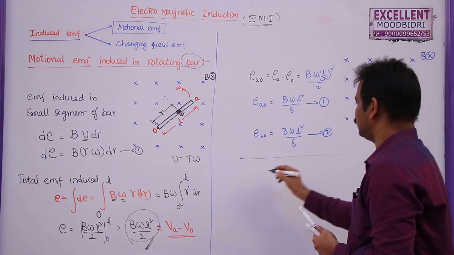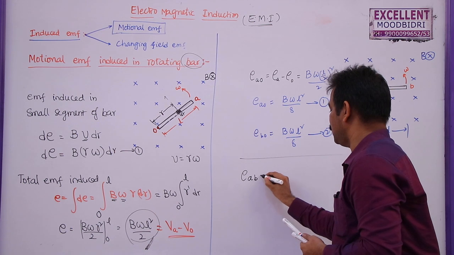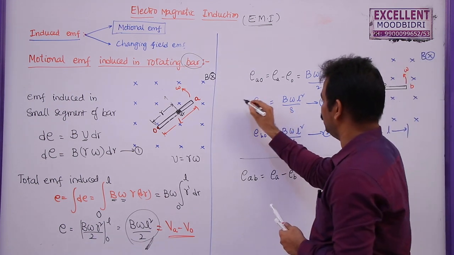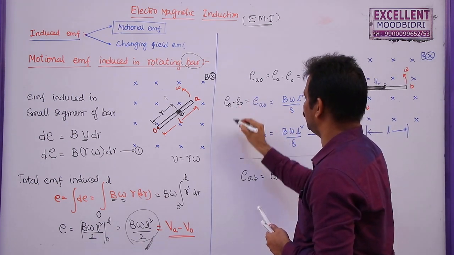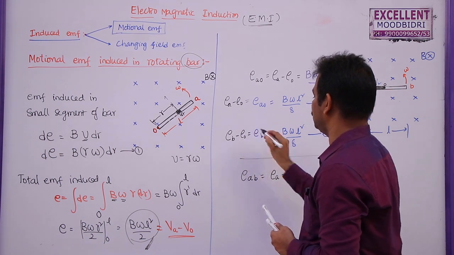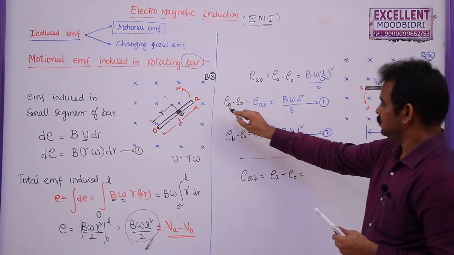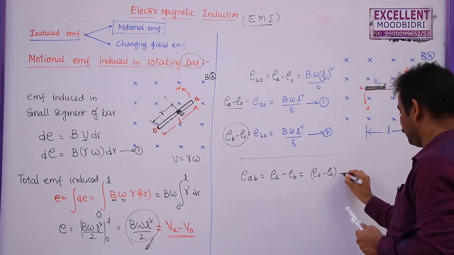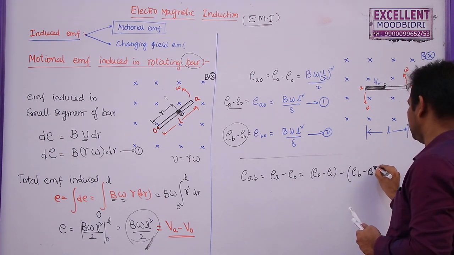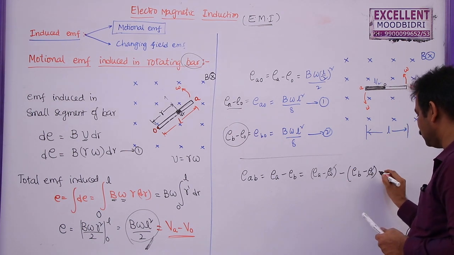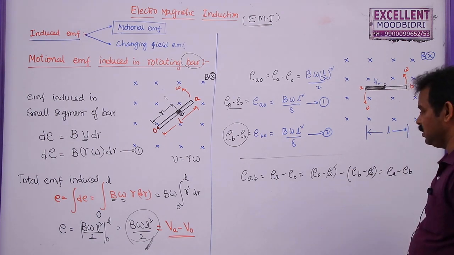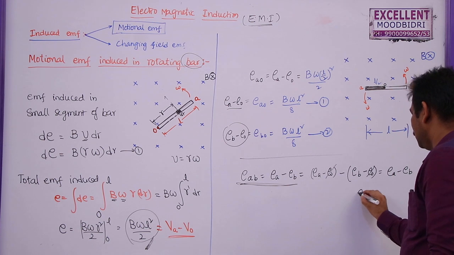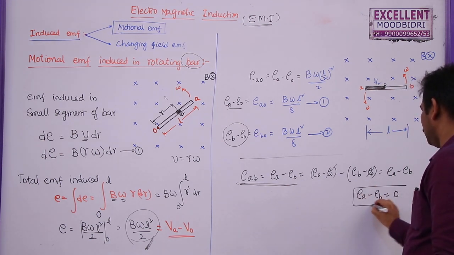So what is the potential difference between the two ends of the rod? It is given by EAB, which is equal to EA minus EB. This is equal to EA minus EO, and this is equal to EB minus EO. To get EA minus EB, subtract this minus this, that is EA minus EO minus EB minus EO. Here minus EO plus EO cancels, and once again you get EA minus EB. Finally you will get EA minus EB as 0 only.